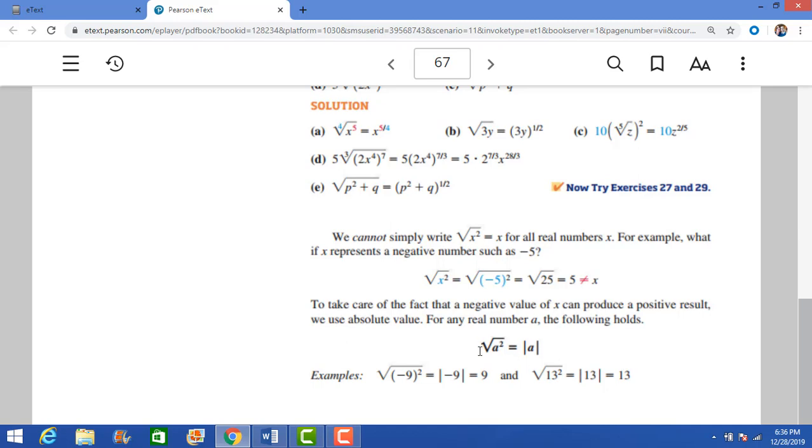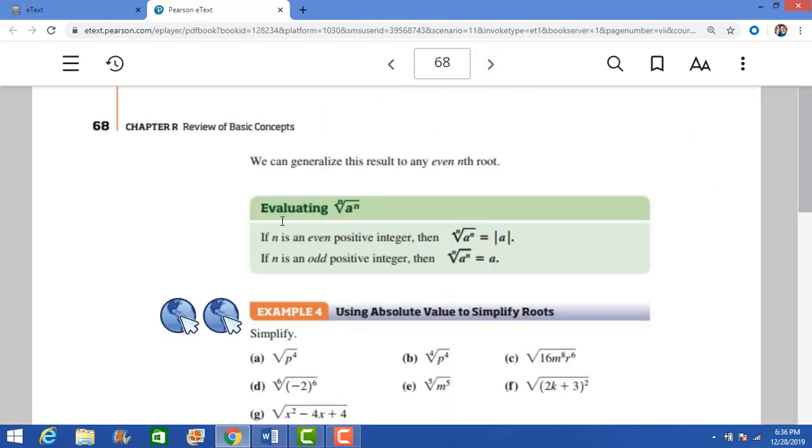So again, when we deal with square roots, this is the definition that we're going to use for the square root of a squared. Now, in a lot of cases, we're dealing with positive numbers, so we tend to drop the absolute value signs. But again, be careful. It is there. So, evaluating the nth root of a to the n: if n is even, this is the definition we have to use. If n is odd, then we drop the absolute values, because it doesn't matter.